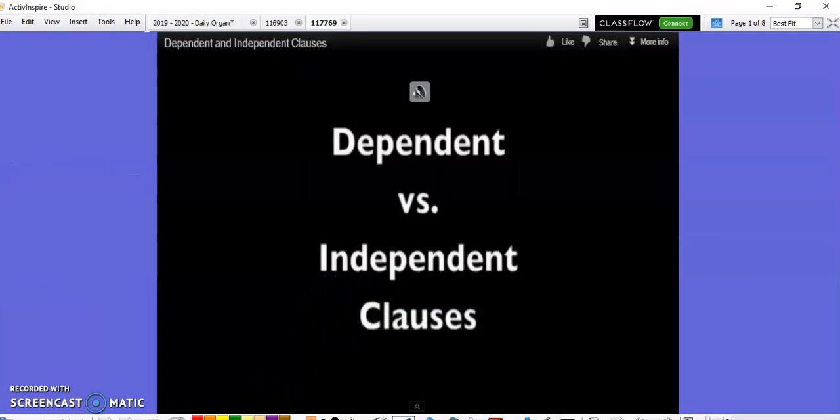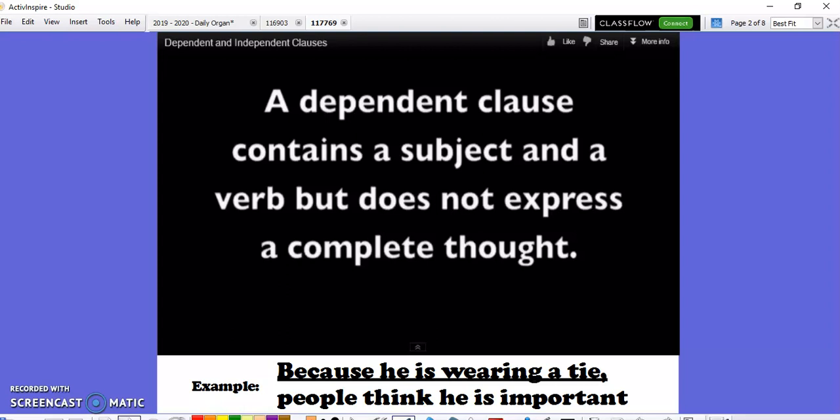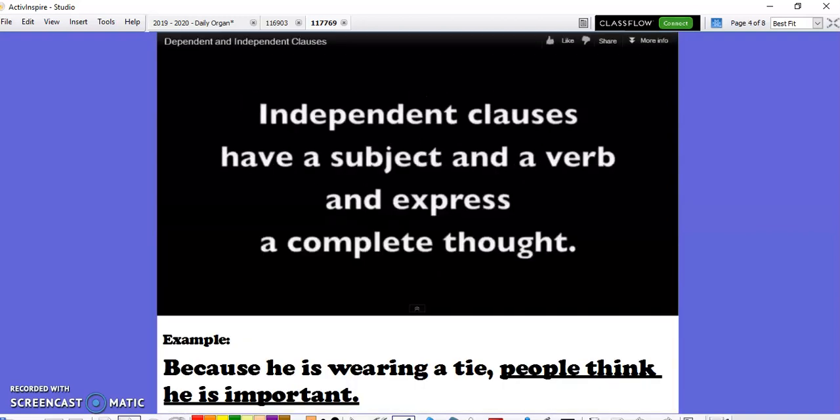Remember, there's a difference between dependent and independent. A dependent clause contains a subject and a verb but does not express a complete thought, like the example below and the underlined. That's a dependent clause, because he is wearing a tie. A dependent clause is often marked with a dependent word marker. Dependent markers could include after, although, as, because, before, since, though, unless, until, when, whenever, and while.